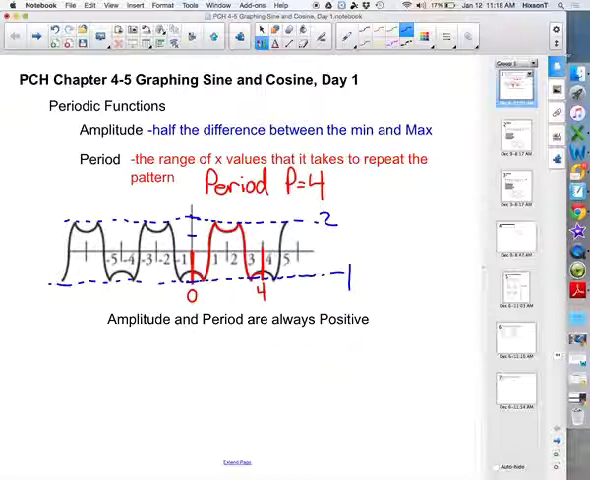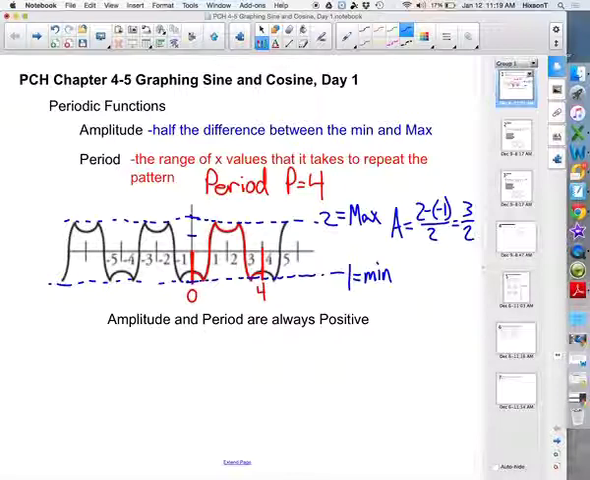So, we would say that 2 is our max value, and -1 is our minimum value. Okay? So when we're trying to find the amplitude, we'll use a capital A to represent amplitude, and we'll take the max minus the min and divide it by 2. So in this case, our amplitude would be 3/2.